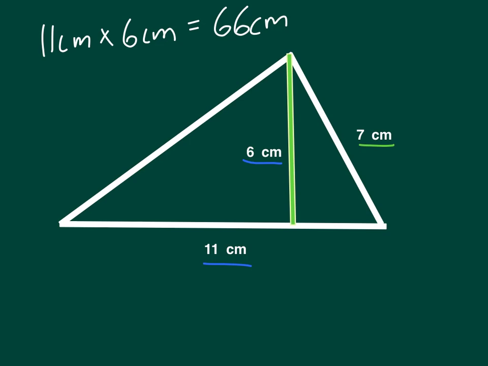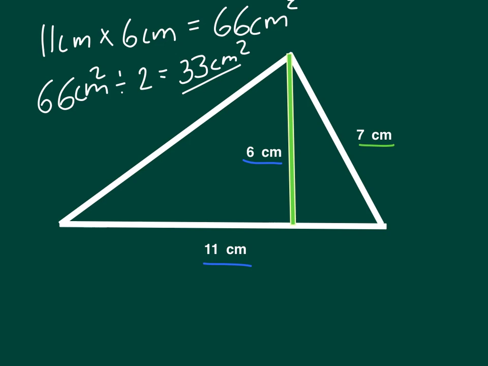So 66 centimeters, squared by the way, divided by 2 is going to be 33 centimeters squared. Okay, so that's going to be the area of this particular triangle.